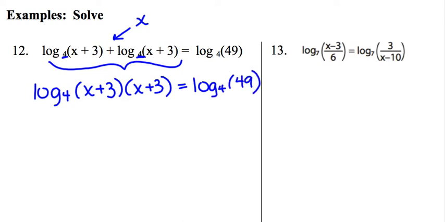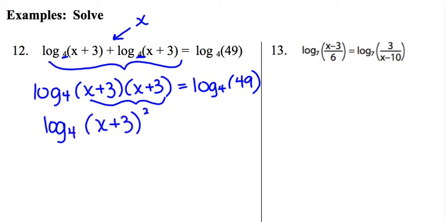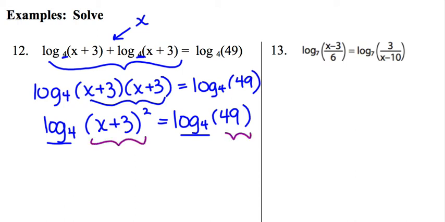All right. Now, notice these two are the same, so I'm going to combine them into x plus 3 all squared. So it's x plus 3 times x plus 3 is x plus 3 all squared. All right. Now we're set to use our one-to-one property. Our one-to-one property says if we have a logarithm on the left and a logarithm on the right, and they both have the same base, you can go ahead and drop those logarithms and focus on these two pieces. So x plus 3 all squared equals 49.